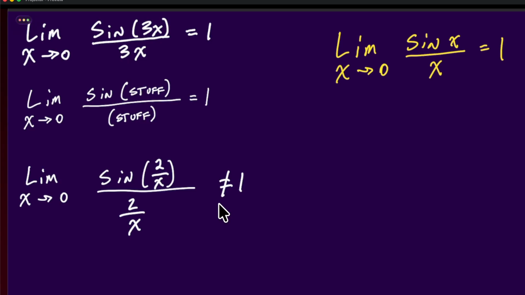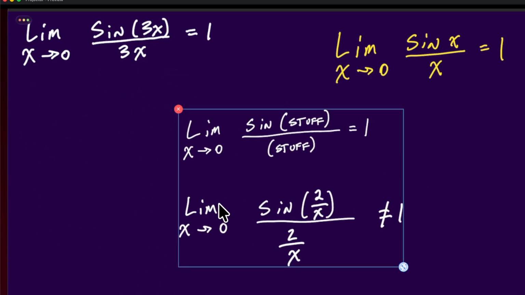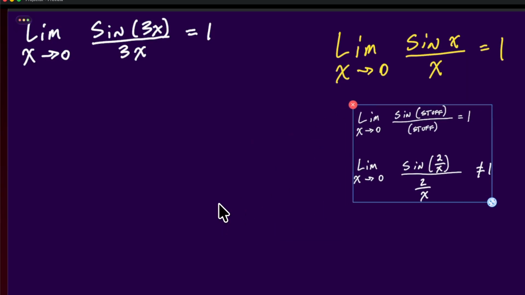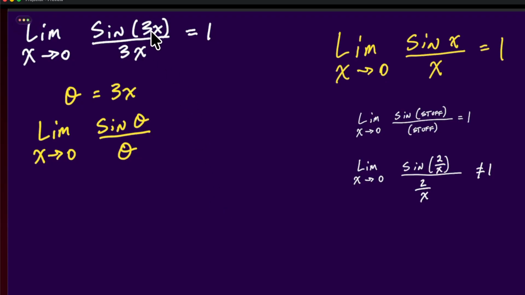Okay, so let's look at why the sine of 3x divided by 3x does equal 1. And then we'll look at why the limit on the bottom does not equal 1. So let's first start by letting theta equal 3x. That'll give us the limit as x approaches 0 of the sine of theta divided by theta. All I did was, wherever I saw 3x, I replaced it with theta.